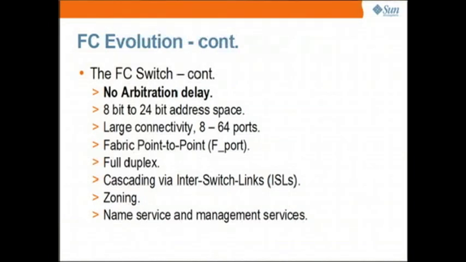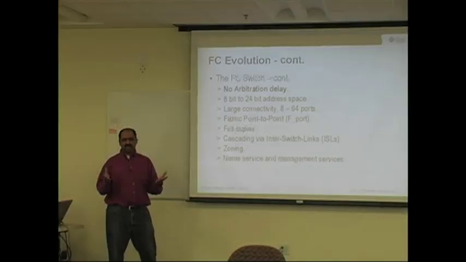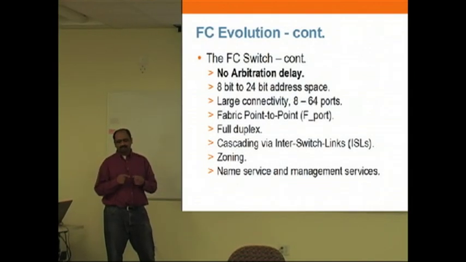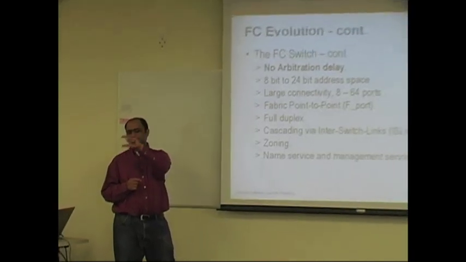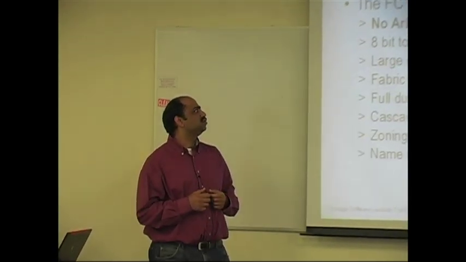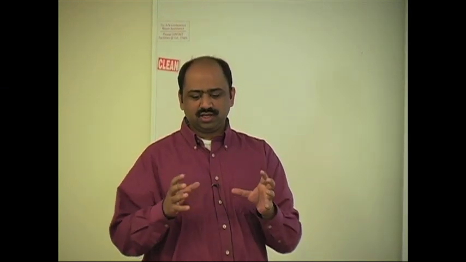So this is a slide about fiber channel switch. As you can see, a switch does not involve any arbitration delay. Also with switch, the address space went from 8-bit to 24-bit. So in a private loop, the address which is used to talk to different devices was 8-bit wide. But with switch, it actually went to 24-bit. And what that gives us is the ability to cascade different switches together. It's kind of like an IP address, where you can actually create small networks or subnets and route frames from one subnet to another subnet.